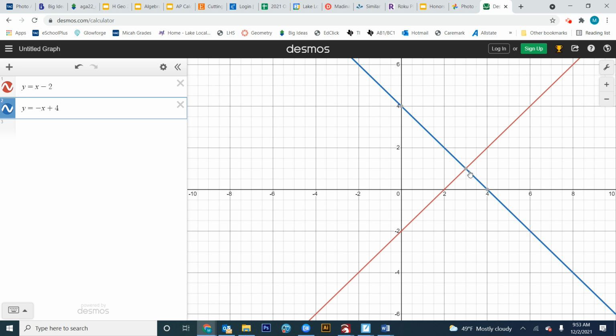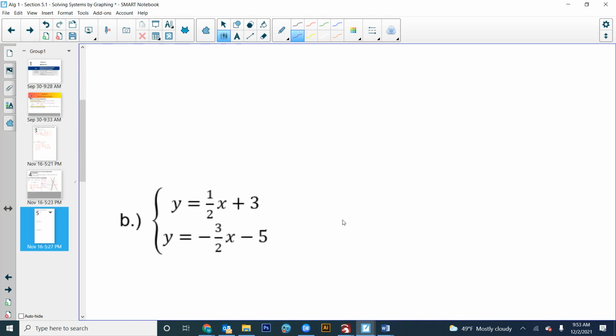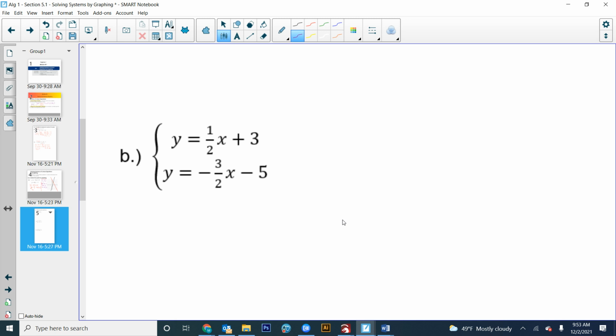I like it. So what's our solution? What's the only point we're concerned about in this problem? 3, 1. So in your notes, you're going to write down 3, 1. Next one. Try this one on your own. Practice entering in fractions.